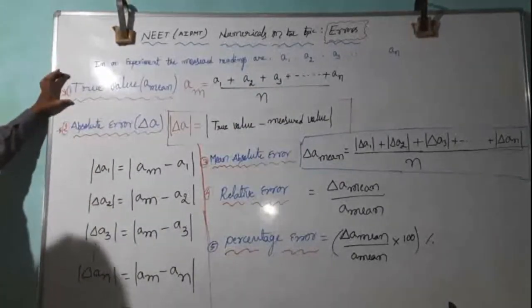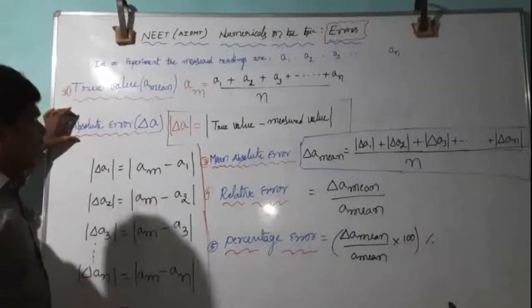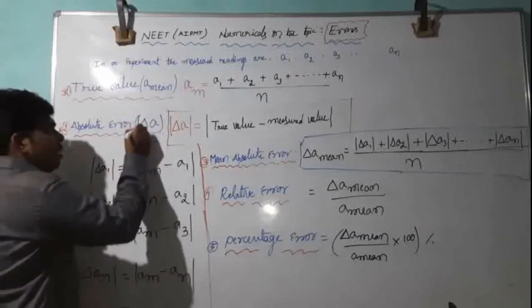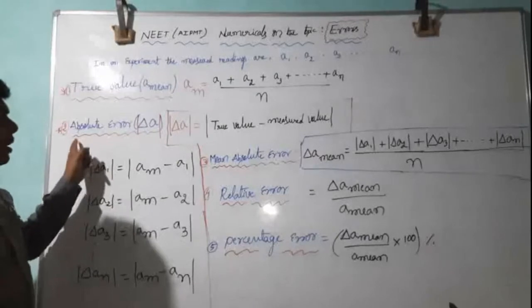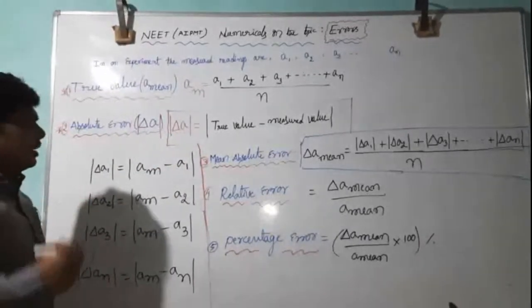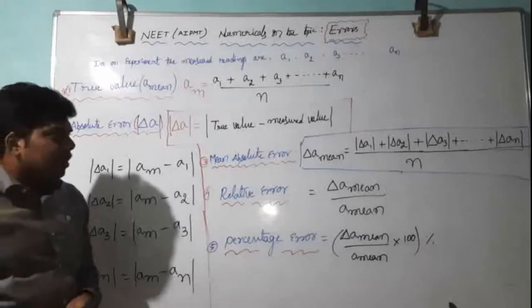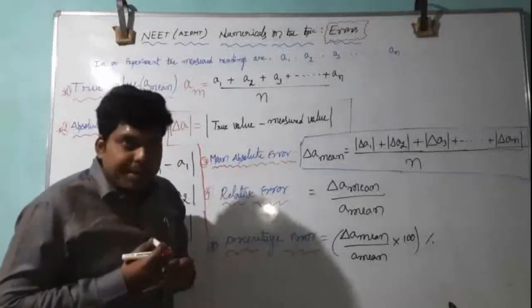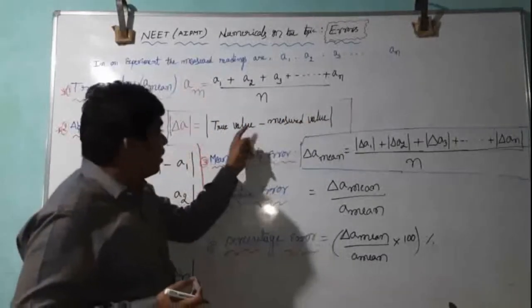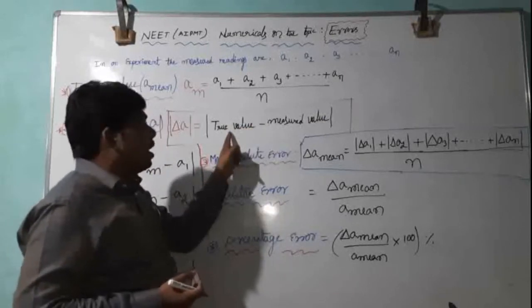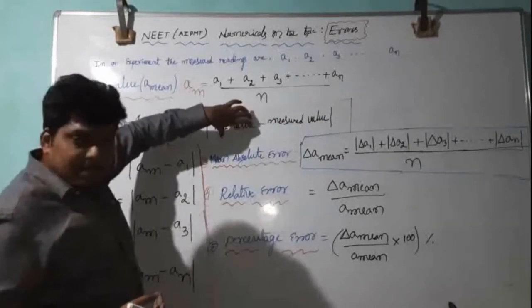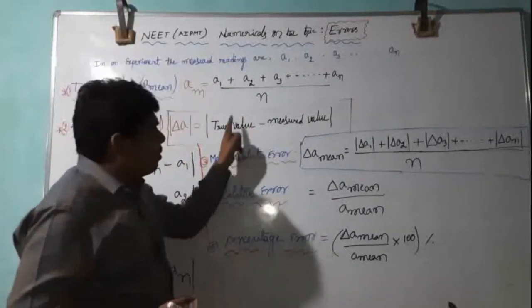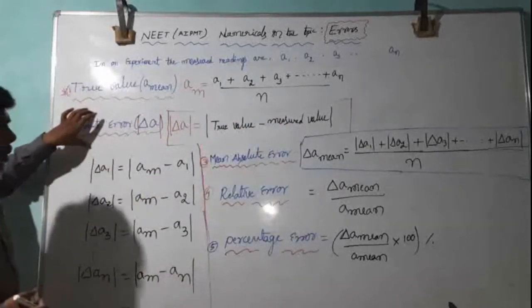After calculating the true value, we have to go for the absolute error. Absolute error is indicated by magnitude of delta A. What is meant by absolute error? The two parallel lines indicate the magnitude of what and what? It is the difference between true value and the measured value. Already we know what is meant by true value. Magnitude of the difference between true value and the measured value is nothing but an absolute error.